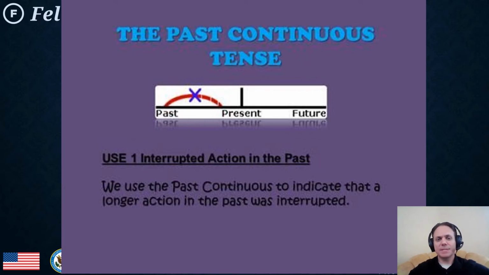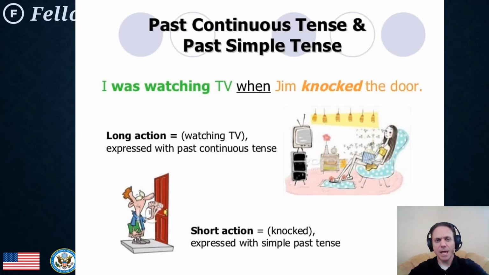So it's an interrupted action in the past. We use the past continuous to indicate that there is a longer action in the past that was interrupted. Okay, self-explanatory a little bit there. So, examples here. I was watching TV when Jim knocked on the door. So you have a long action that's interrupted by a short action.